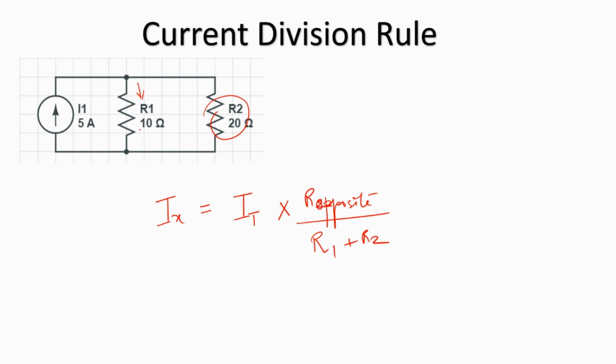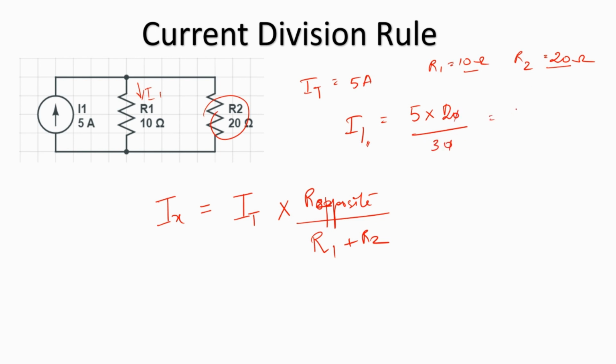So let's try to find out the value of I1 in this circuit. So we know that the total current IT over here is 5 amps. We know that R1 is 10 ohms and R2 is 20 ohms. So if that is the case, what is I1? I1 is simply going to be 5 into opposite resistance. Because I want to find I1, I have to put R2 at the numerator, which is 20 ohms, divided by the sum of the resistances, which is 30. So we can say that I1 is nothing but 10 by 3 amps.